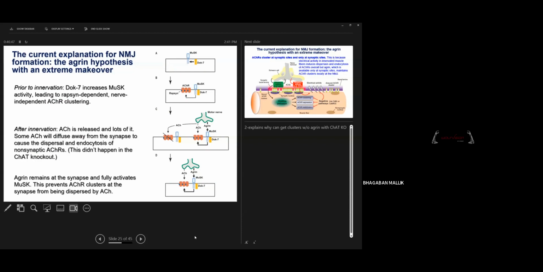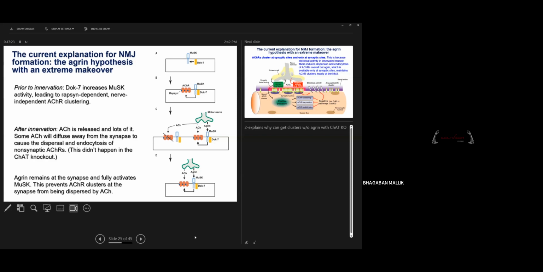Okay, so here is the model of how we just modified the agrin hypothesis. The current explanation for NMJ formation is that you require both agrin and, most importantly, DOK7 for clustering of the acetylcholine receptor. So this is the model. You can see that you require DOK7. DOK7 activates the MuSK receptor, and the MuSK receptor again activates rapsyn, which is required for the acetylcholine receptor clustering.